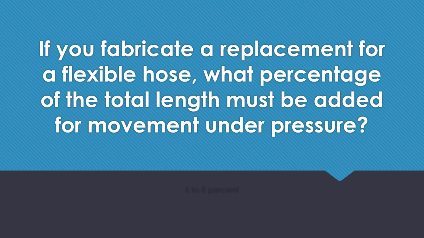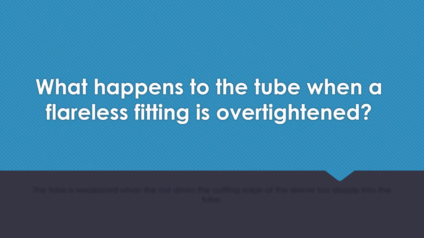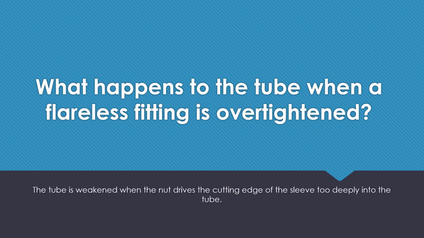If you fabricate a replacement for a flexible hose, what percentage of the total length must be added for movement under pressure? Five to 8%. What happens to the tube when a flareless fitting is over-tightened? The tube is weakened and the nut drives the cutting edge of the sleeve too deeply into the tube.